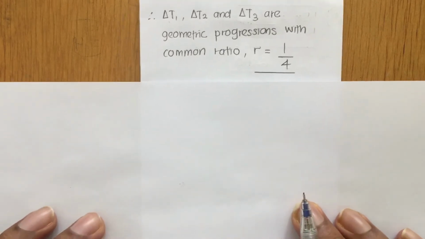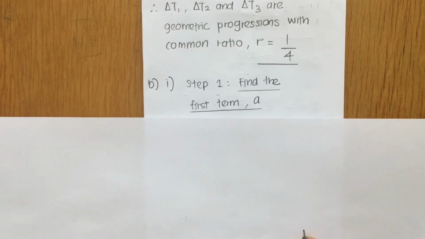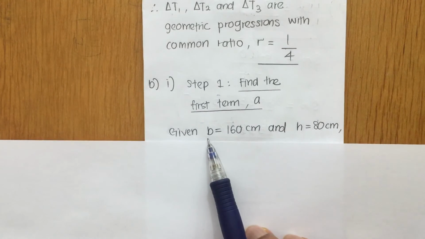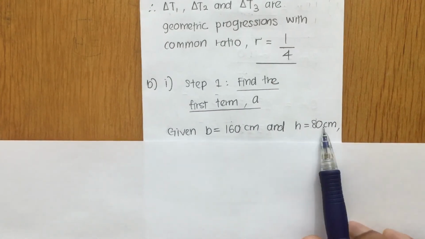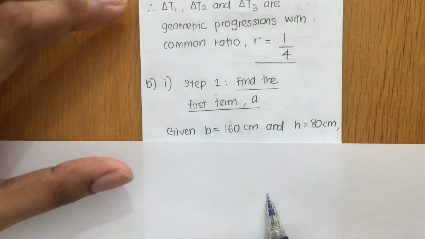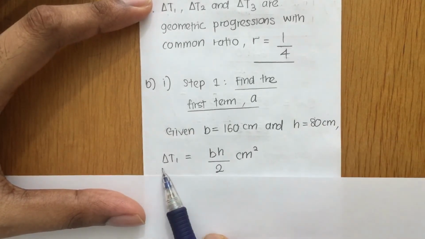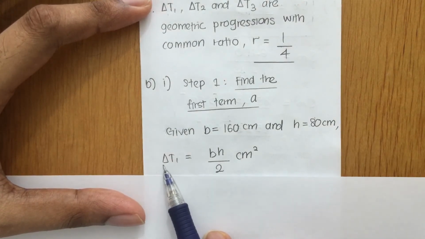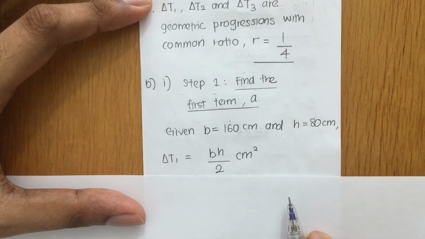For that, the first step is that we need to find the first term A, guys. How are we going to do that? Remember that in the question they've already given the value of B equals 160 centimeters and H equals 80 centimeters. So we're going to substitute these two values into the area of the first triangle, which you've already found in question part A. In this case, given that area of triangle 1 is equals to BH over 2 centimeters square.